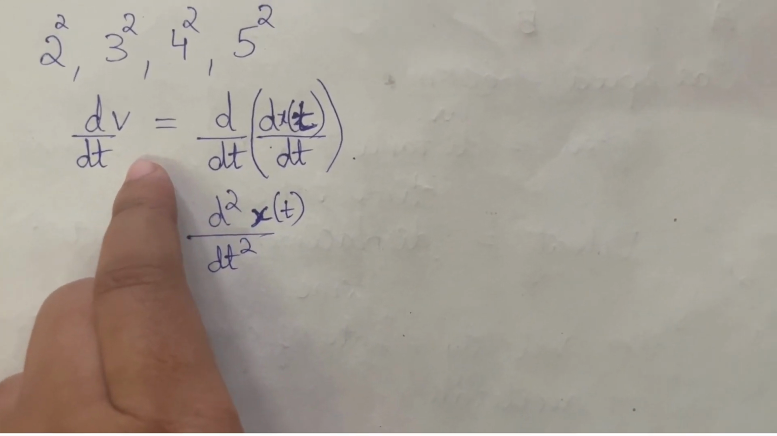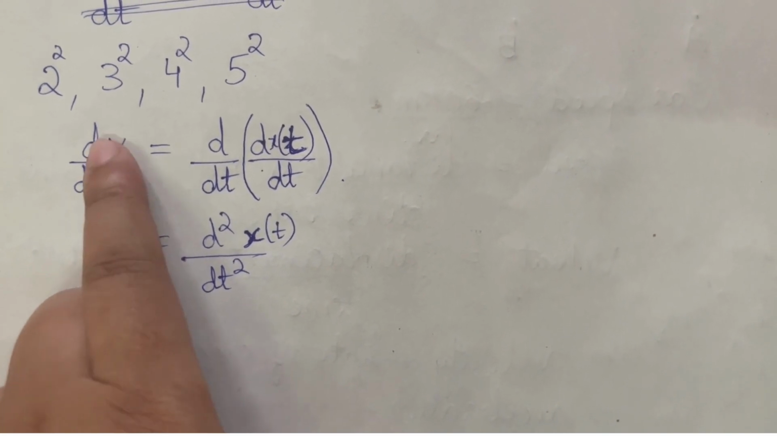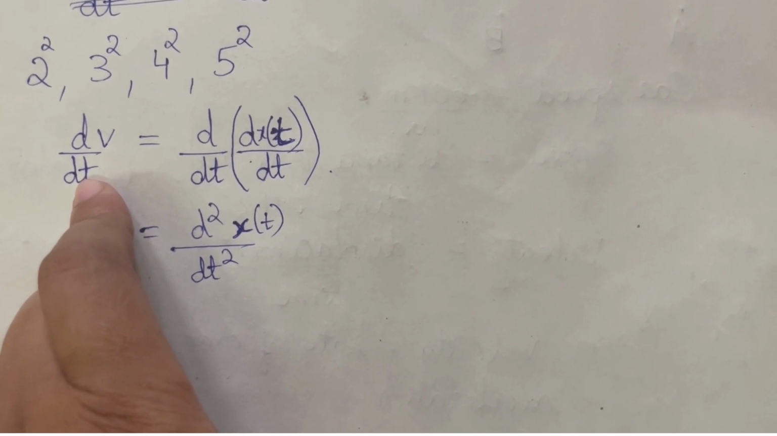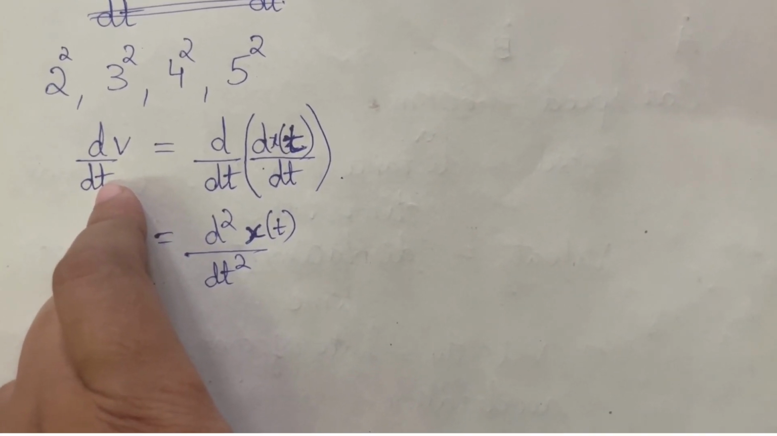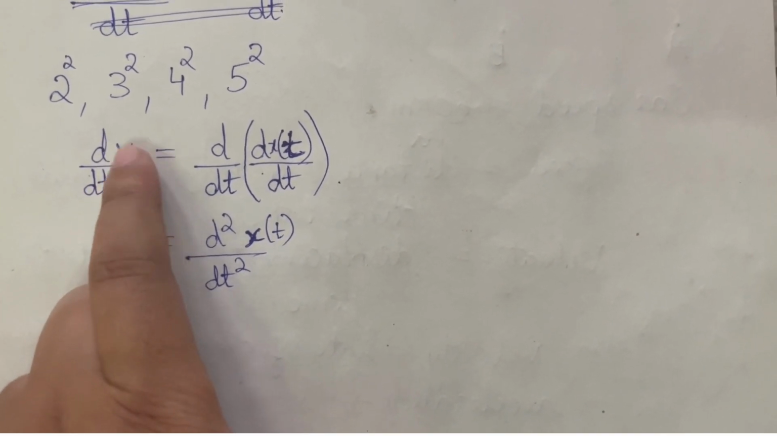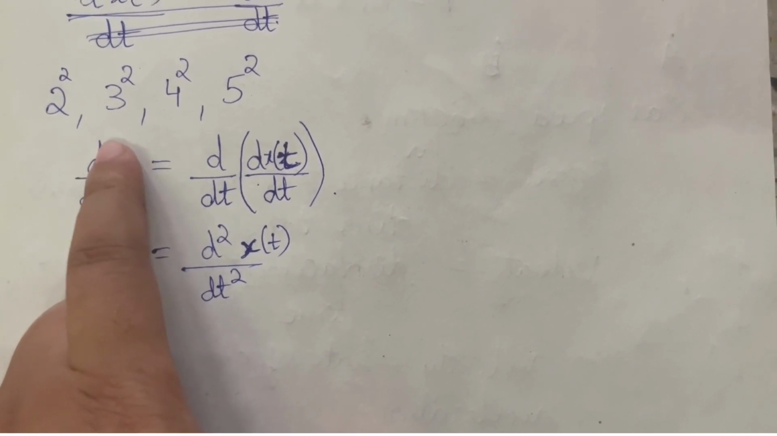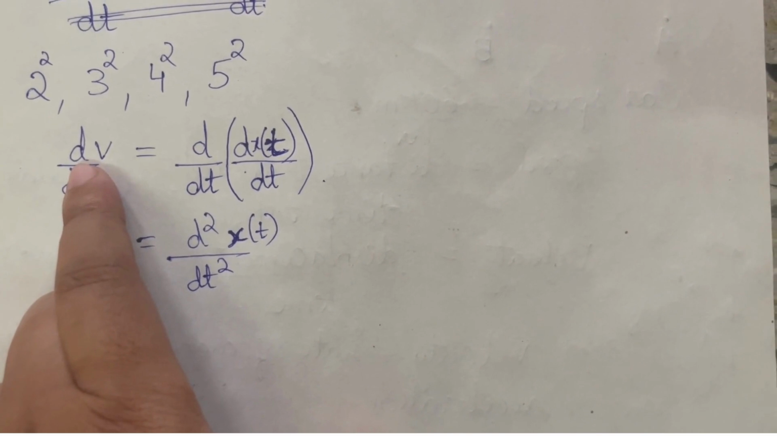Now we saw that d by dt is rate of change of. So we saw about velocity. Velocity is rate of change of position. What is acceleration? Acceleration is rate of change of velocity. V is velocity. D by dt is rate of change of. Rate of change of velocity is acceleration. How do we write this acceleration?